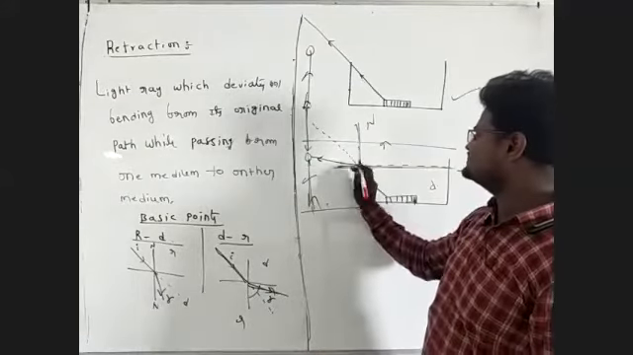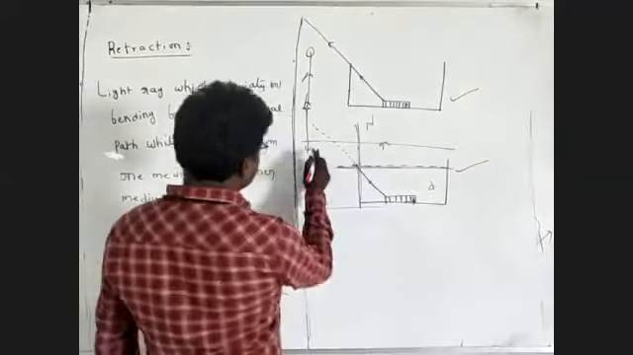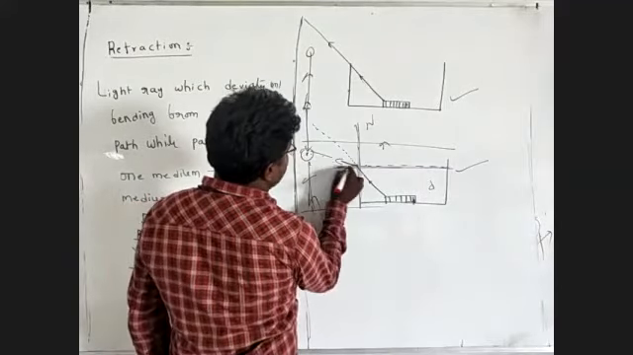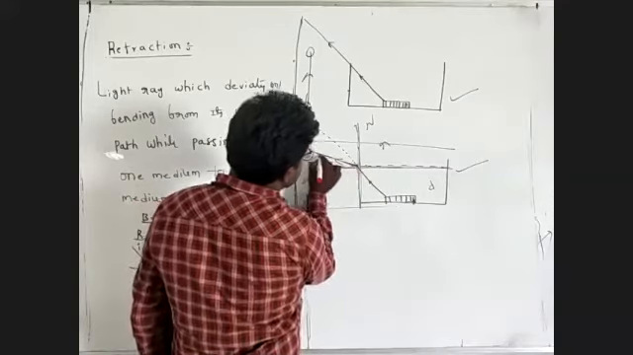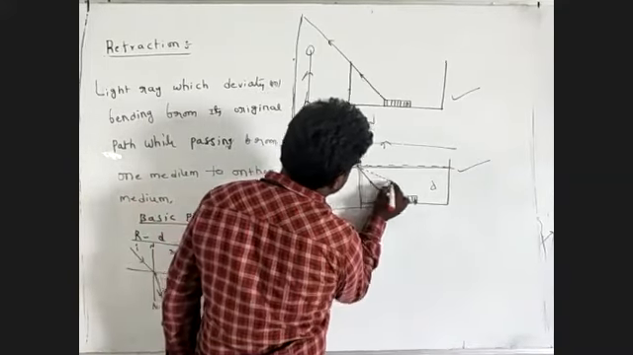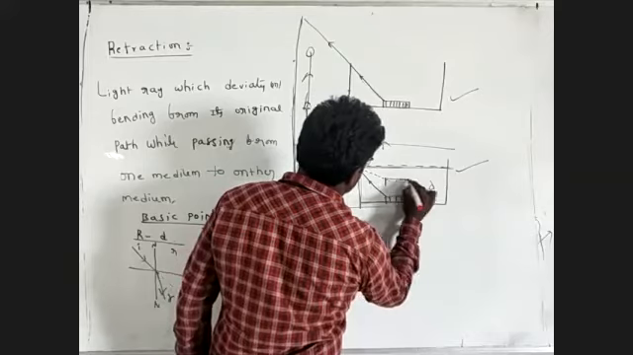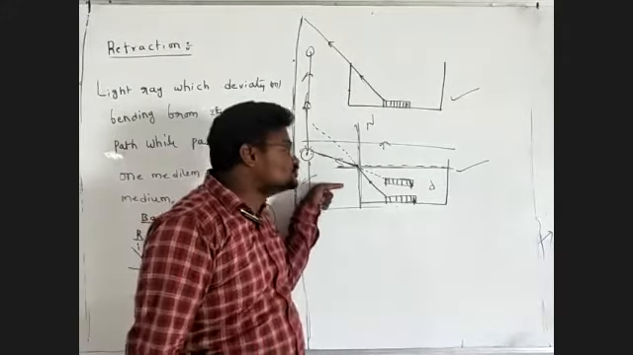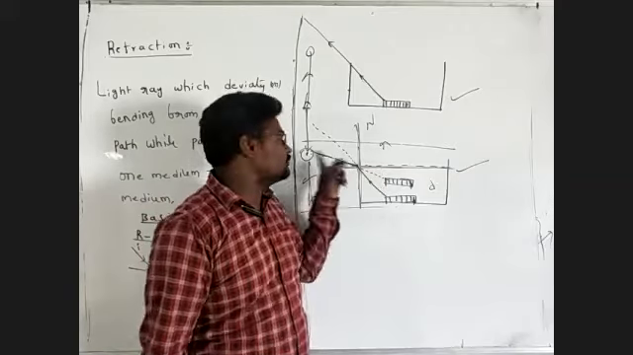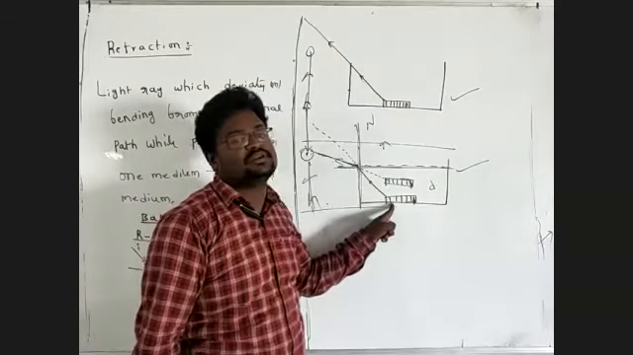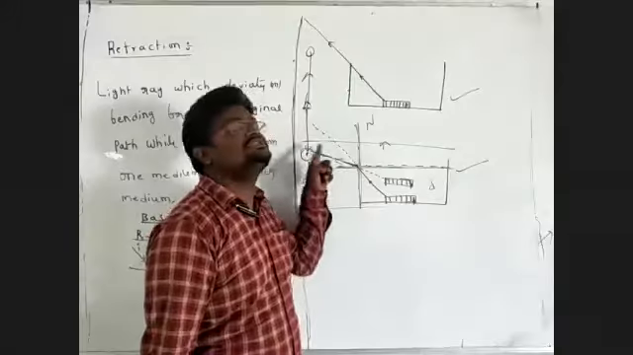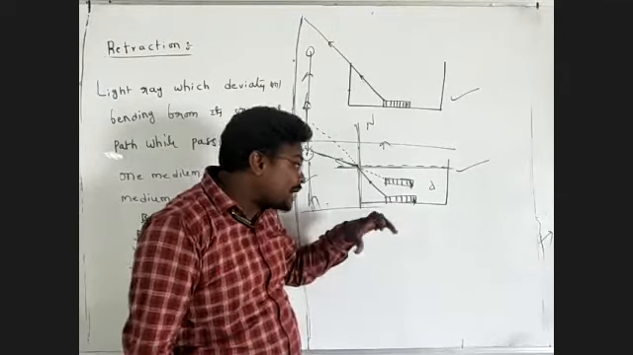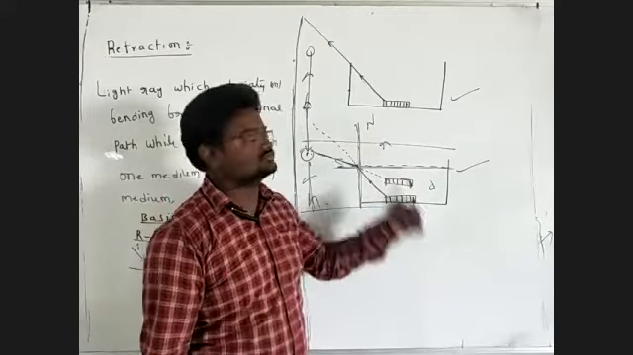Now you will see he is seeing this coin. This ray is coming from the coin. He is seeing to this side. He is seeing the coin, but he is seeing the rising coin, not the actual coin. The coin appears rising.